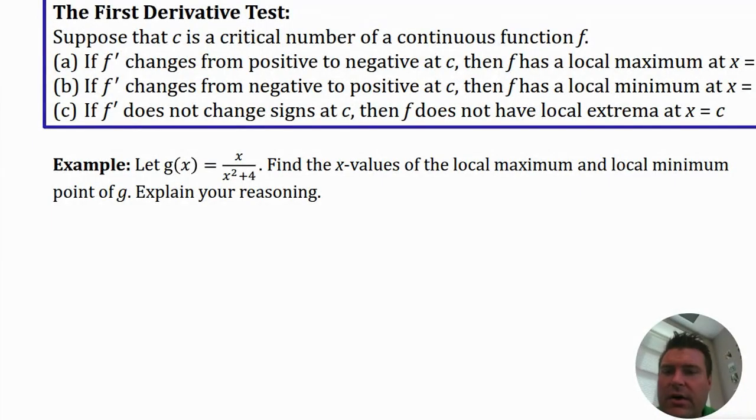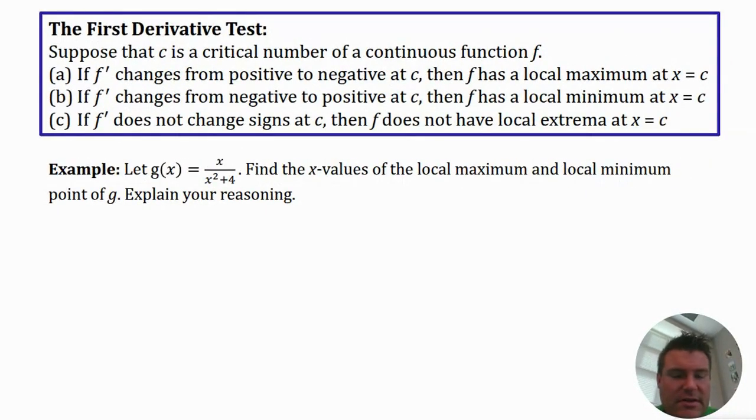On now to our first derivative test. There we go, it's all on the screen now. So first derivative test is this. If we have a critical number c, again, we can find a critical number by seeing that the derivative is equal to 0 or undefined. If f prime at that critical number changes from positive to negative, then we have a local maximum. If f prime changes from negative to positive, then we have a local minimum. If f prime does not change signs at all, then there is no local extrema.